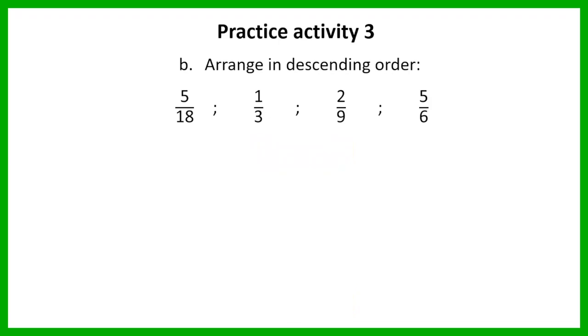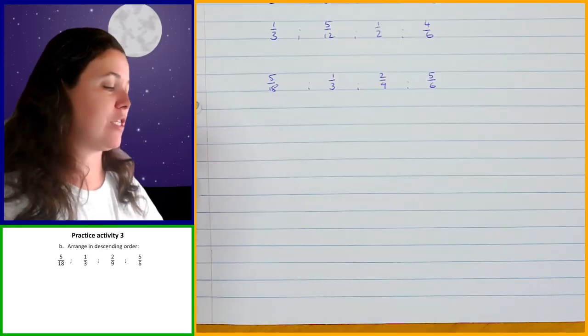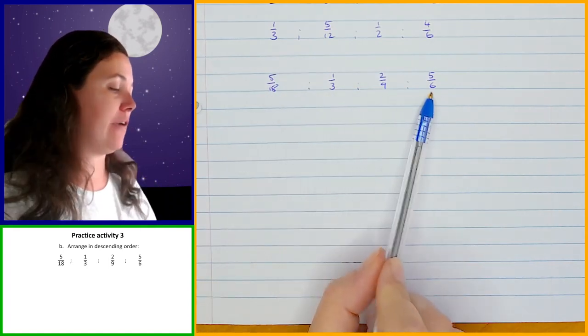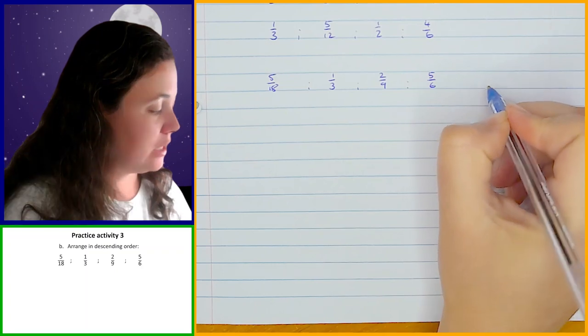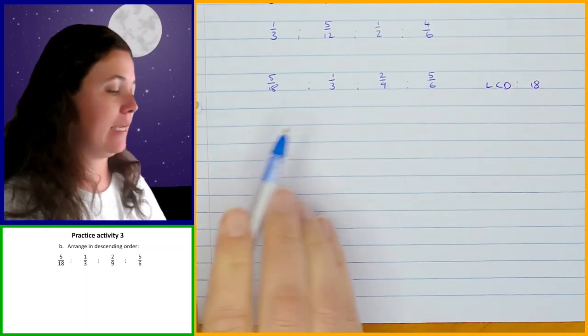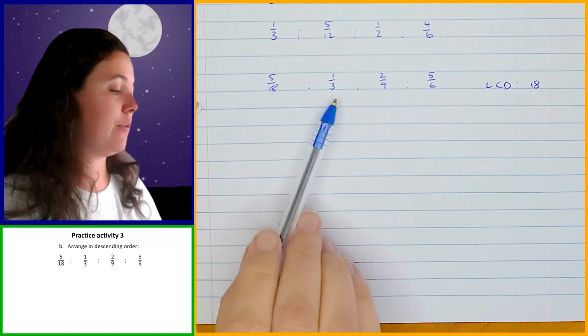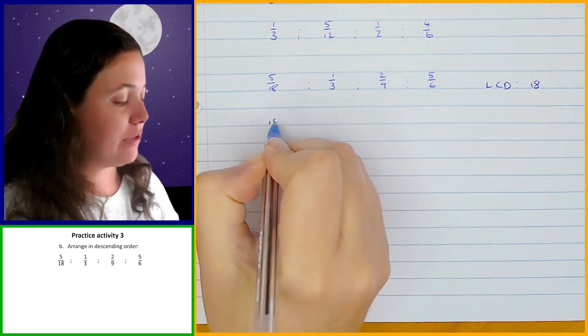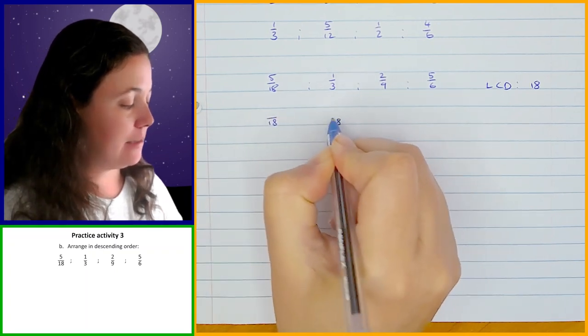Okay, so let's go through this last example. So we're starting with the fractions 5 over 18, 1 over 3, 2 over 9, and 5 over 6. You should have found that your LCD over here is 18. Okay, 18 is the smallest number that all four of these can divide into.